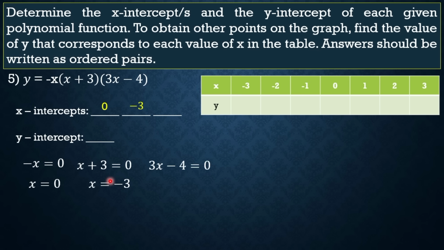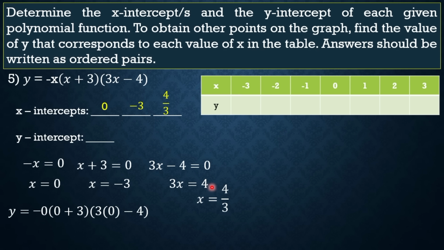And then, 3x minus 4 is equal to 0. So, lipat natin si negative 4 sa right side. So 3x is equal to positive 4. Divide both sides by 3. X is equal to 4 over 3. Okay, to solve for y-intercept, palitan lang ng 0 yung x.